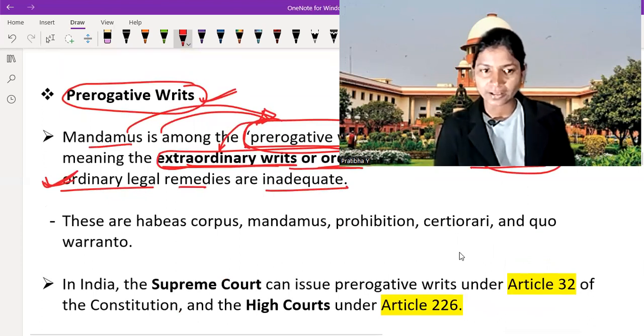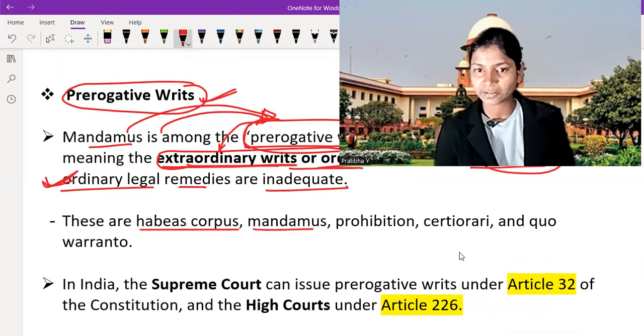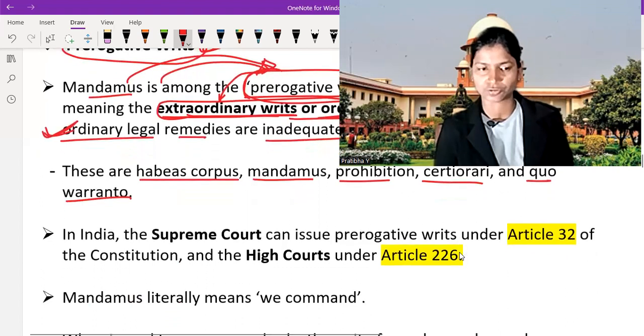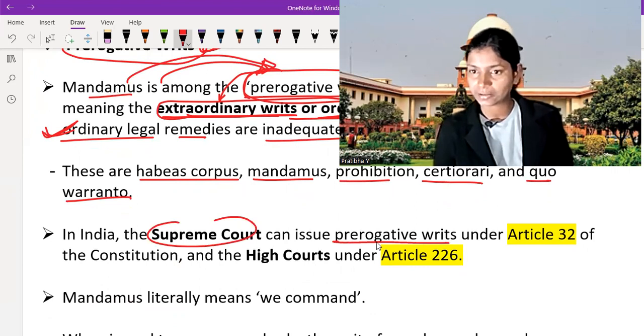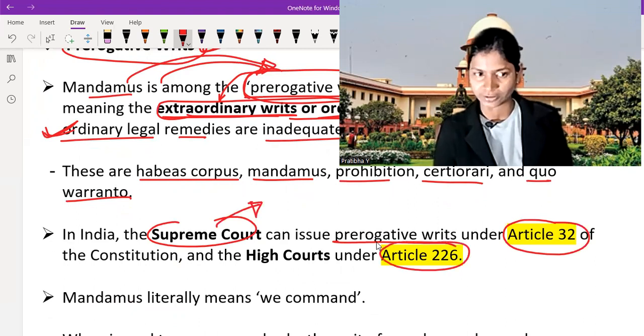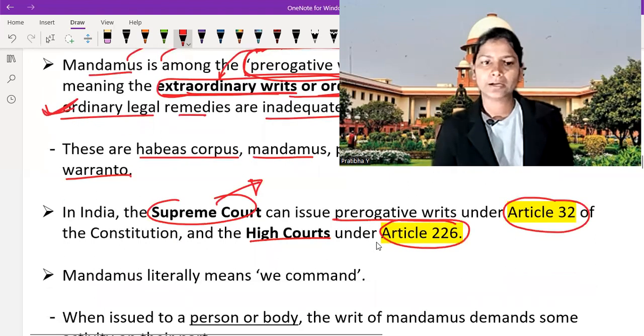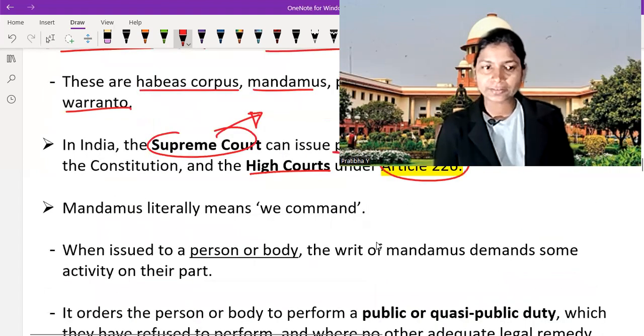These prerogative writs are habeas corpus, mandamus, prohibition, certiorari, and quo warranto. So these are five important prerogative writs in the Indian Constitution, in the Indian political system. In India, the Supreme Court can issue prerogative writs under Article 32. So under Article 32, the Supreme Court issues writs, and under Article 226, the High Court issues writs. Here in this discussion, we are focusing on the mandamus writ.